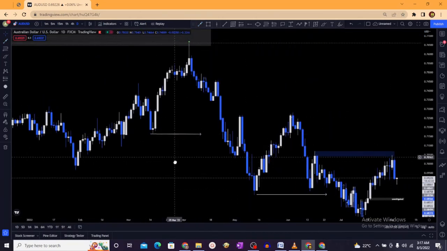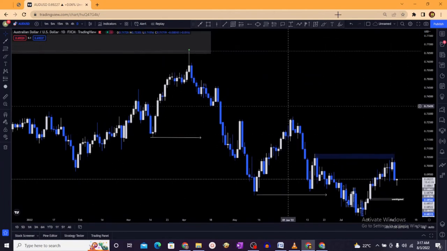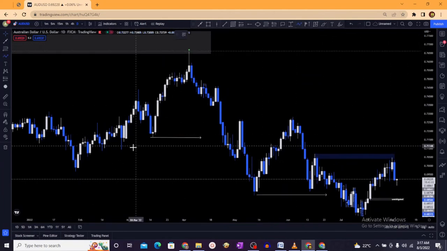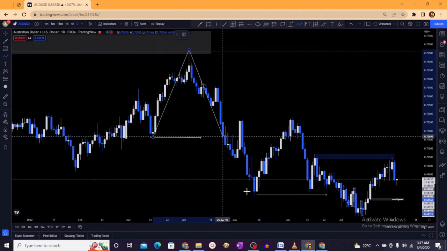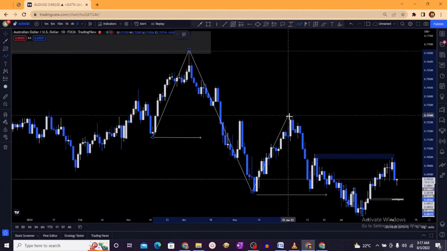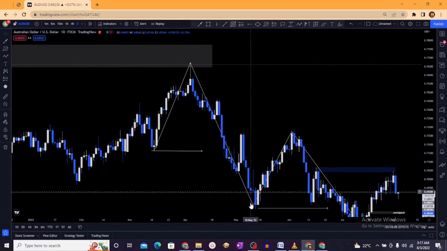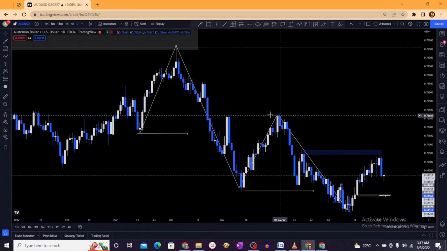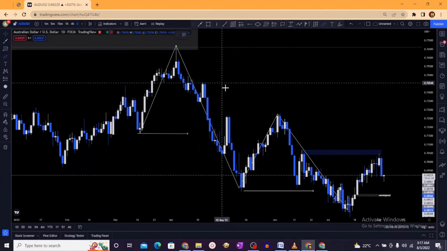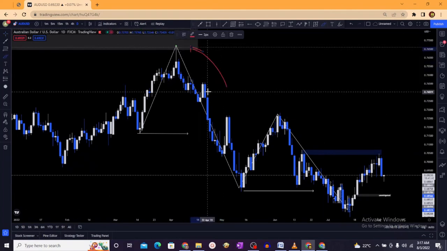So let's just do a quick breakdown. This is a high, this is a low, this is a lower high, lower low. Simple. This is a low, this is a high. Why is this a lower high? Because it failed to take out this high, so it's a lower high.